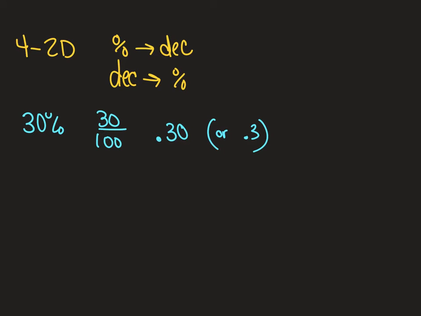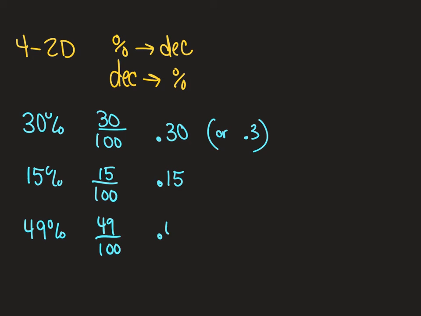If I can make it over 100, 30%, 30 over 100, hey, I know how to go from here to here. If I can say it, I can make it a decimal. Let's try 15%. 15%, hey, that's 15 over 100. 15 over 100 is called 15 hundredths. Make it 0.15. Let's try another one. 49%. See if you can do it before I do it. 49 over 100, which is 49 hundredths, 0.49.